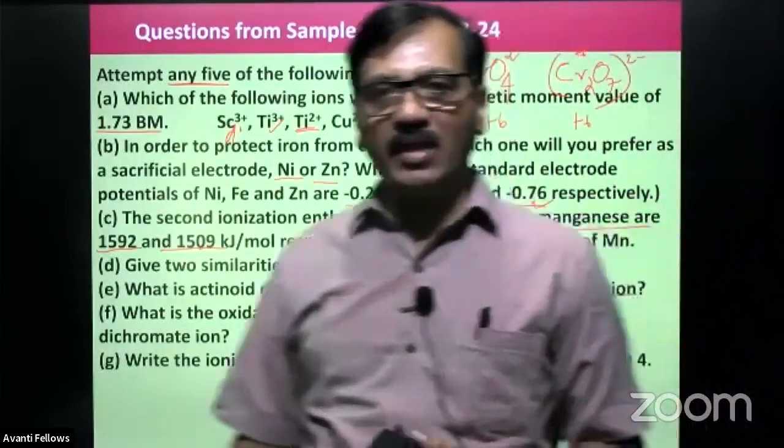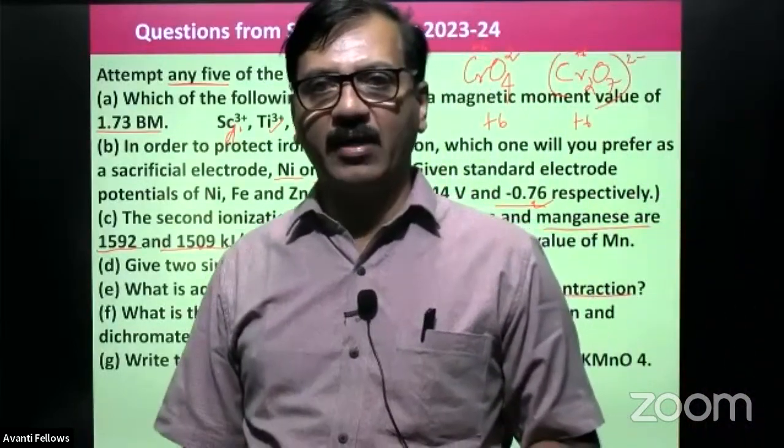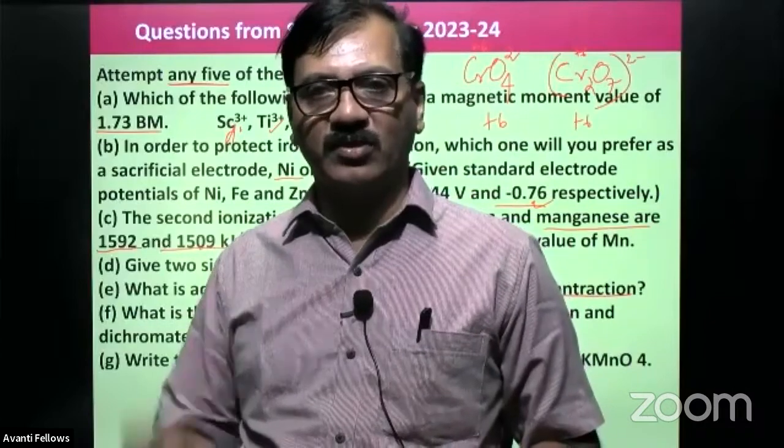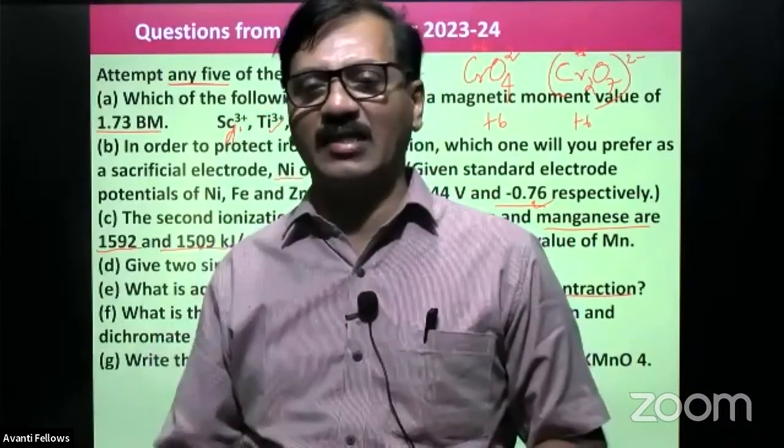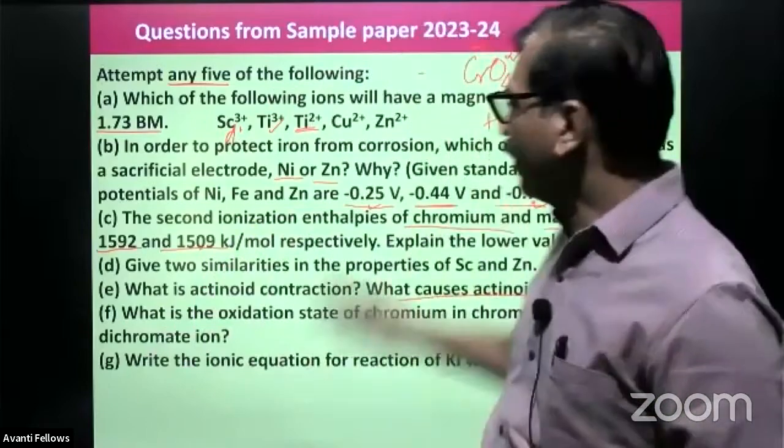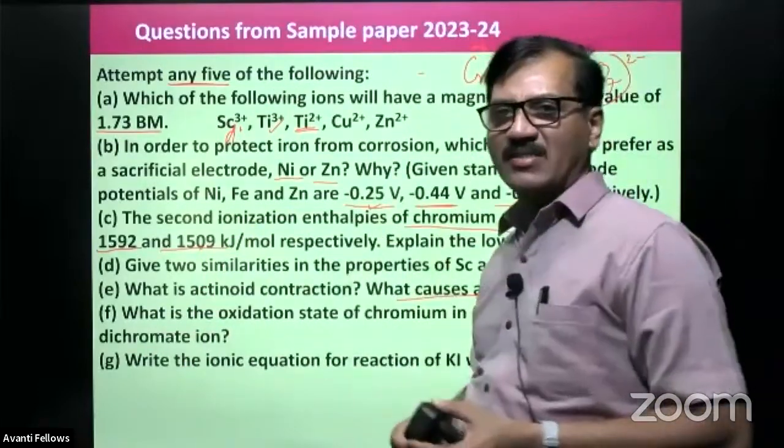But in the case of manganese, it is not so. For manganate ion and permanganate ion, the oxidation states are different: one is +7, another is +6. But in chromate ion and dichromate ion, the oxidation state is +6.